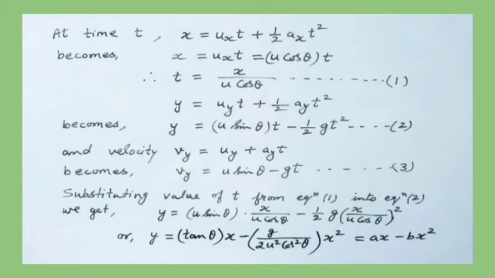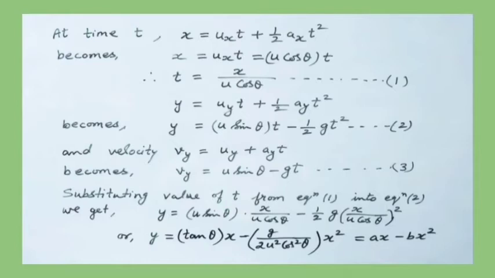In equation 2, y = u sin theta × t − ½ g t². Substituting the value of t from equation 1, we get y = u sin theta × x / (u cos theta) − ½ g × (x / (u cos theta))², which is equal to y = tan theta × x − g / (2u² cos² theta) × x².